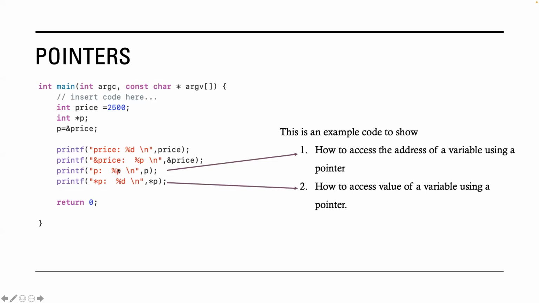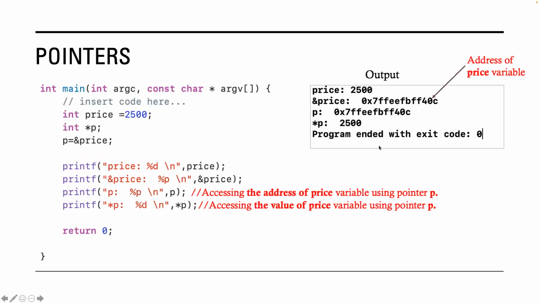There should be %p in the printf to print this value, and here again I'm using %p because I'm printing an address, and here I'm using %d because I am printing a numerical value. So you can see, if I run this code, I'm getting this output. So the price value is 2,500. That's what I saved in the price variable.